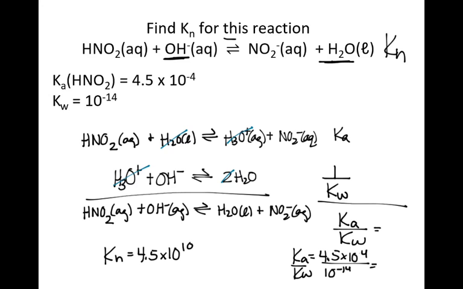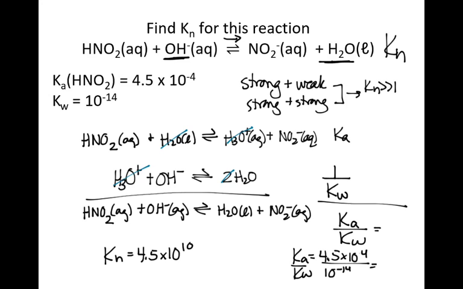And so we find that that's true generally when you have a strong plus a weak or a strong plus a strong neutralization reaction. Those have very large Kn. So Kn is much, much greater than 1. And so those basically go to completion.